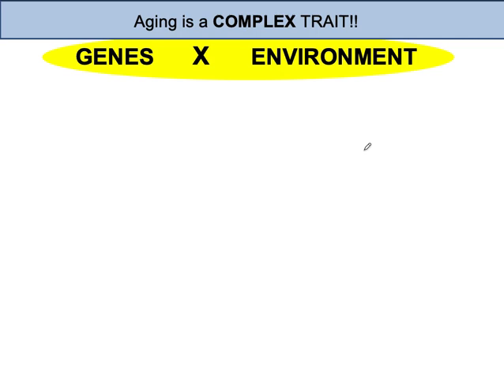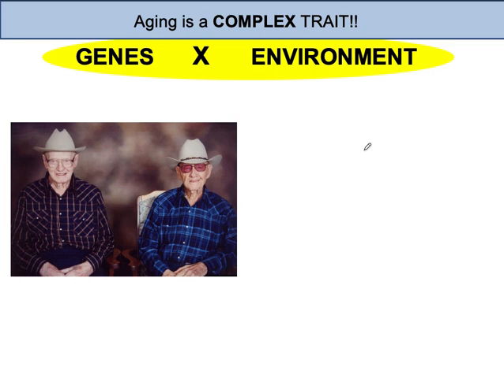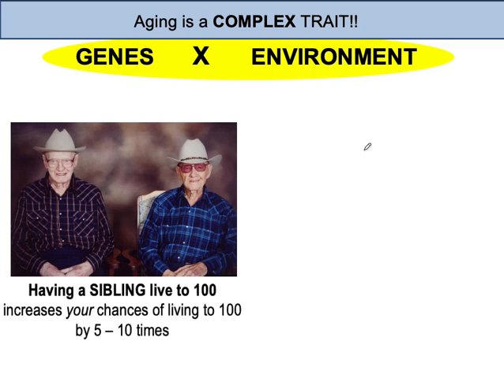And so through things like twin studies, studying biological twins, identical twins that have identical genetics, that's one way to look at the environmental effects that contribute to phenotypes, including things like aging and deterioration. And so one of the things that's emerged from studies of relatives and families is that if you have a sibling live to be 100 years old, it increases your chances of living to be 100 years old by something like 5 to 10 times.